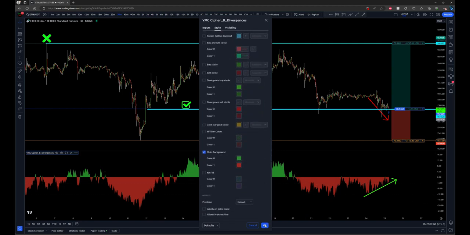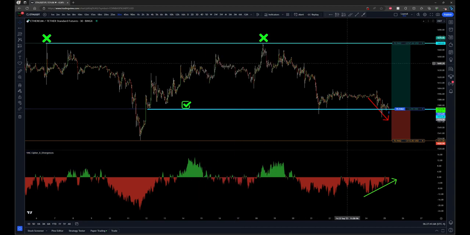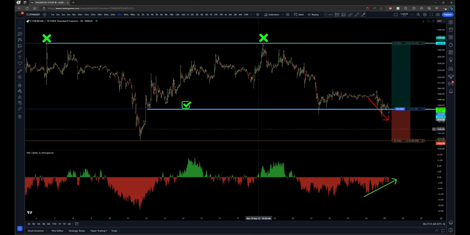Okay, so the strategy works with just money flow, works with just momentum, works with other indicators. We just need something to spot divergence with. So in this example, I'm using the money flow alone to spot the bullish divergence. And this is the stop loss hunt divergence strategy.